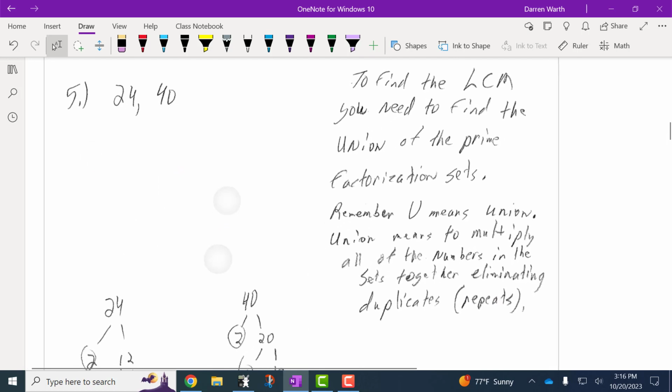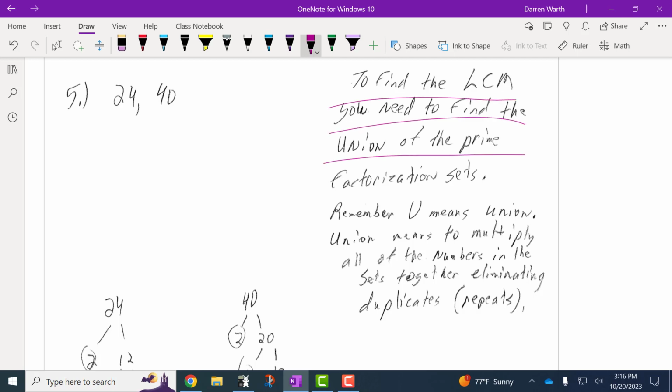Okay, now on this next problem, number 5, it basically wants us to find the LCM, also known as the least common multiple, of 24 and 40. Well, to find the least common multiple, you need to find the union of the prime factorization sets. So we're going to go ahead and do the prime tree again. And remember, this U symbol means union. And union means to multiply all the numbers in the sets together, eliminating any duplicates or repeats, if that's the way you want to think of it.